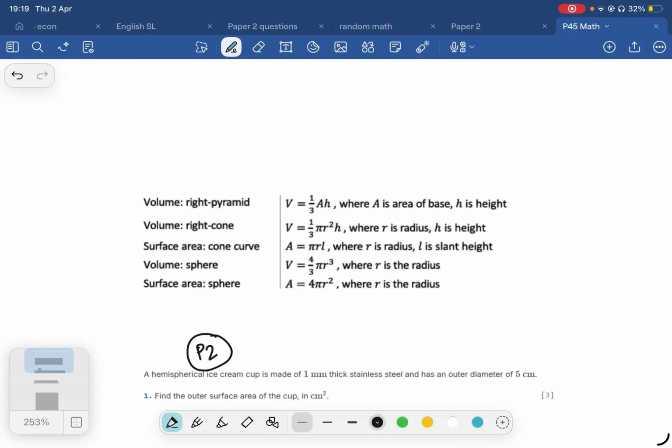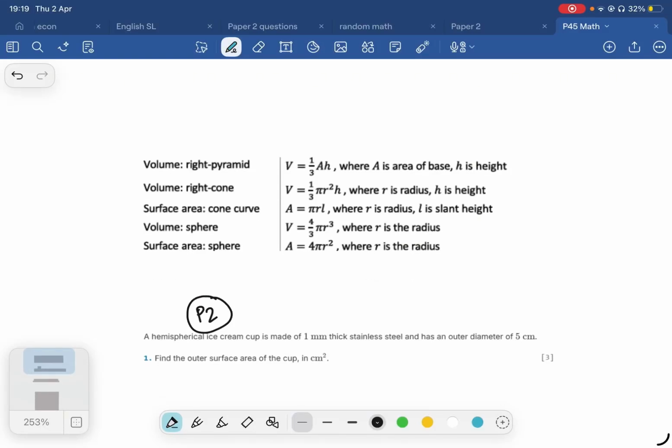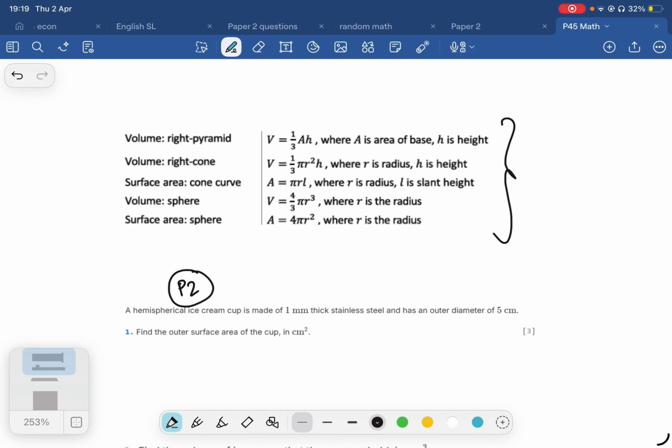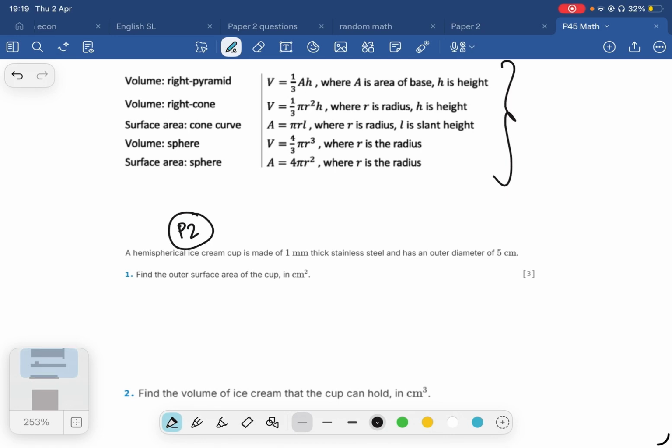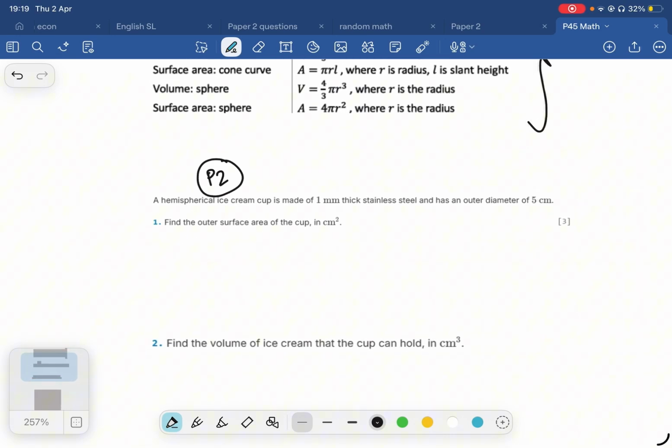Hey guys, today we're going over the topic volumes and surface areas. So, these are the formulas that you're given. Most of these you'll have done in GCSE or any other syllabus you did before the IB, but just in case you haven't, I'll go over everything in this video.